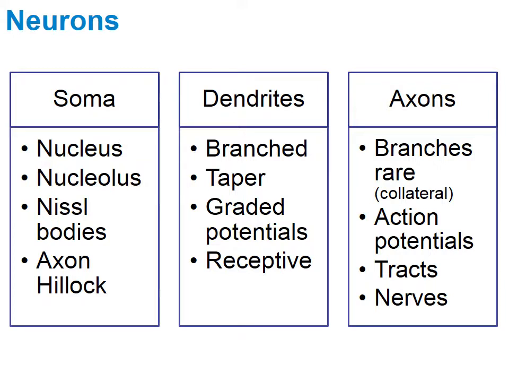Axons rarely branch outside of the sympathetic nervous system. They are transmissive, propagating and sending an action potential. When many axons are bundled together in the CNS to form a macroscopic structure, we call it a tract. However, when they are bundled together to form a macroscopic structure in the PNS, we call it a nerve.